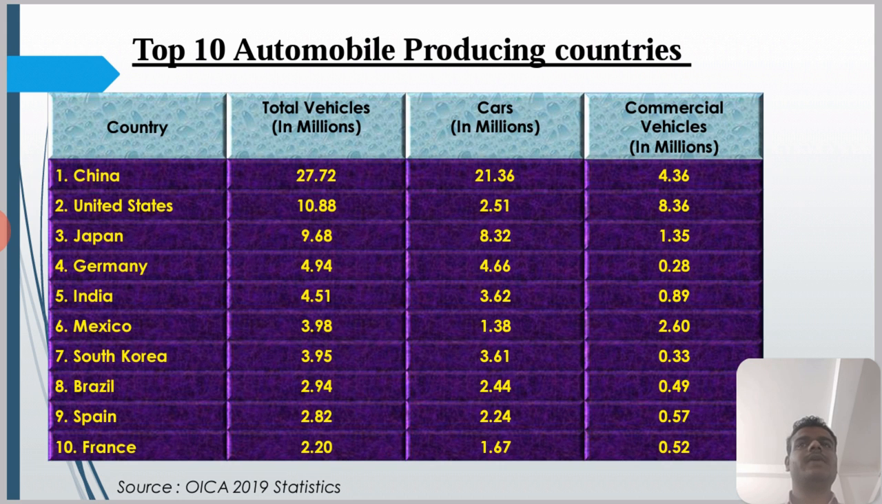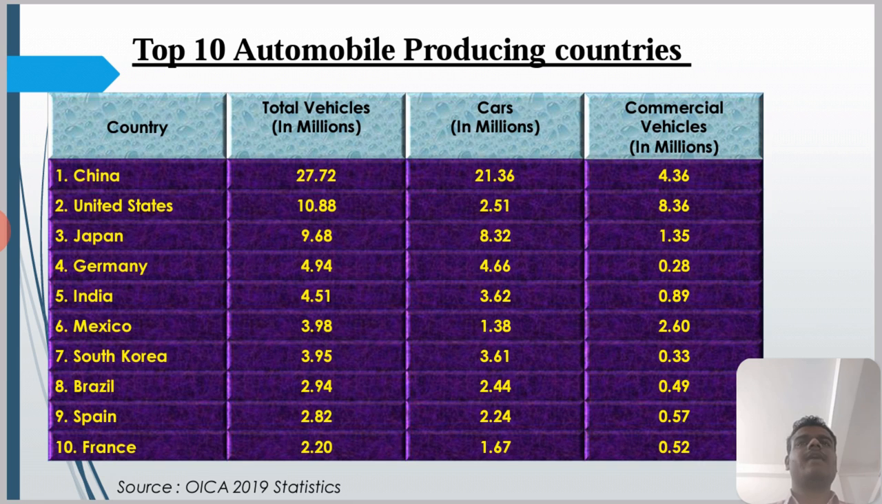In this table, we can see the top 10 automobile producing countries. China comes in first rank with 27.72 million total vehicle production every year. In that, 21.36 million cars and 4.36 million commercial vehicles. Then comes USA. India comes in the fifth place with 4.51 million total vehicle production every year. In that, 3.62 million cars production and 0.89 million commercial vehicle production.